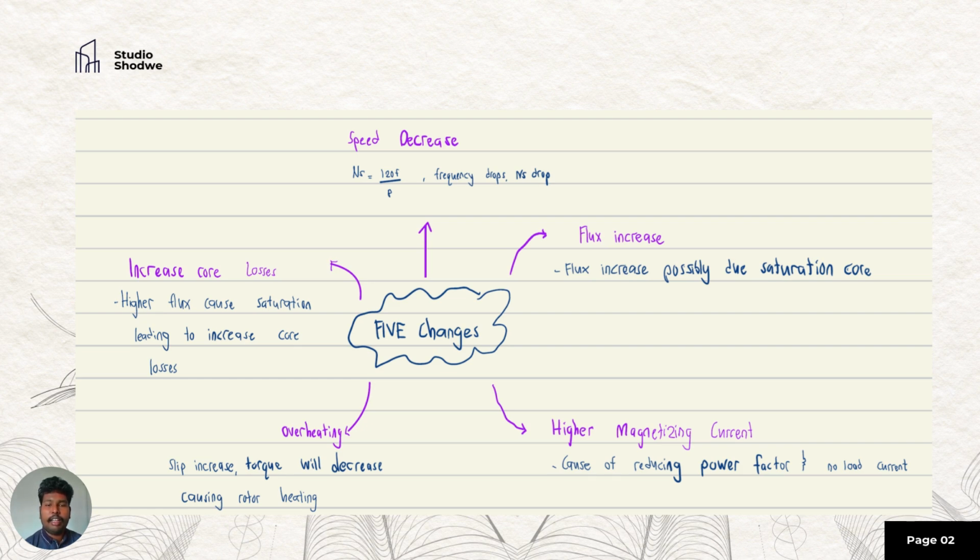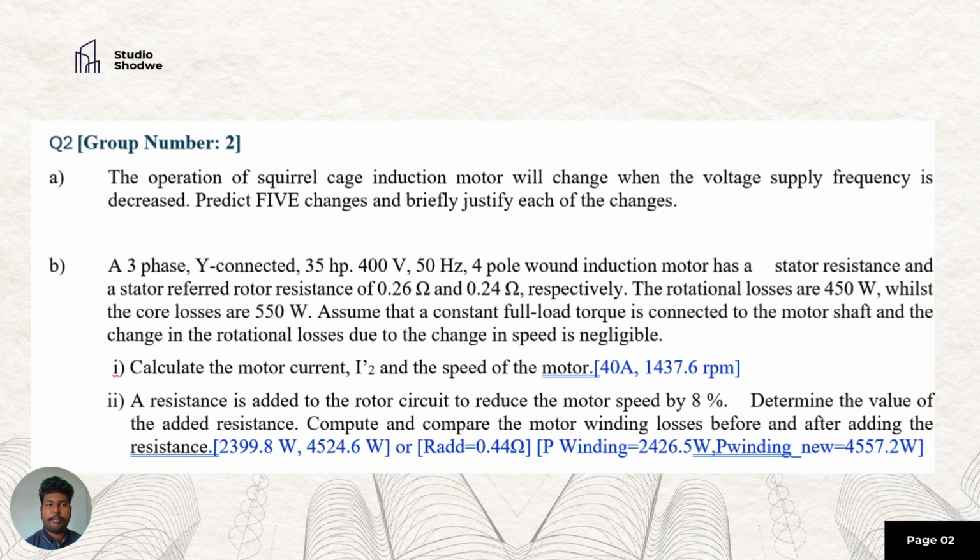Third, higher magnetization current, because of reducing power factor and no load current. Fourth, overheating. The slip increases, torque will decrease, causing rotor heating. Fifth, increased core losses. Higher flux causes saturation, leading to increased core losses. So these are the 5 changes.